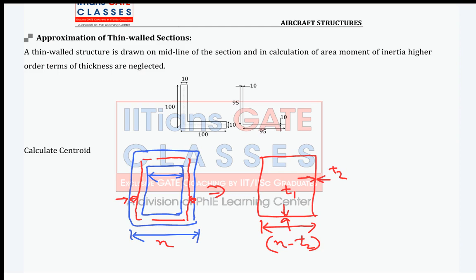Now suppose this is Y. What will be this final dimension? It is Y minus T1. So this is Y minus T1. So are you guys understanding how this thin walled approximation is done? Is it clear how for any section we do this thin walled approximation? Clear? Yes or no, guys?